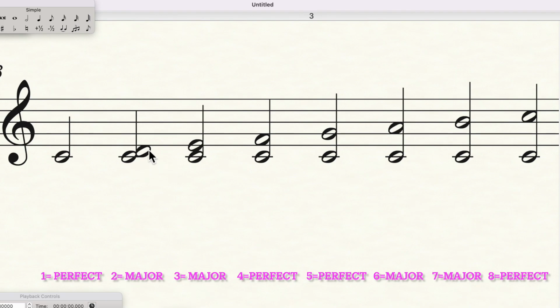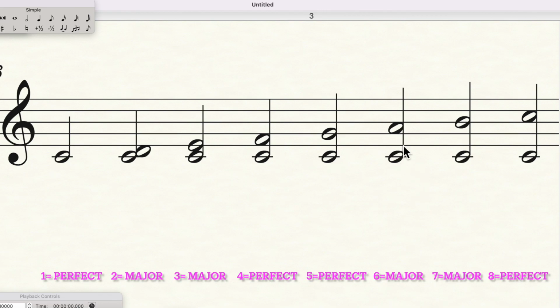This is called a major second from C to D. And the reason why is we have a whole step here. C to D is a whole step. That makes a major second. So now we have C to E, and that's a major third. Now we have C to F, and that is called a perfect fourth. And now we have C to G, that's a perfect fifth.